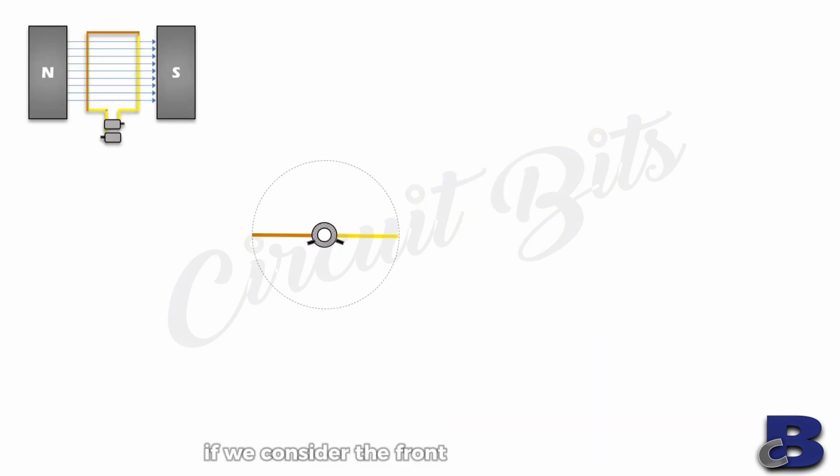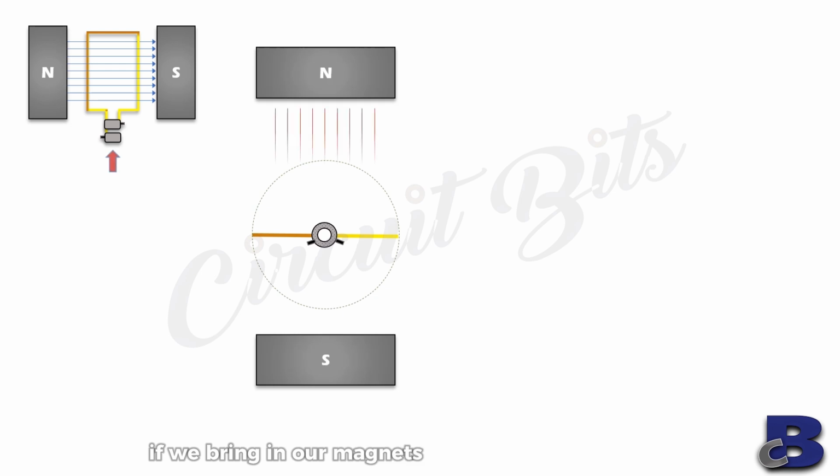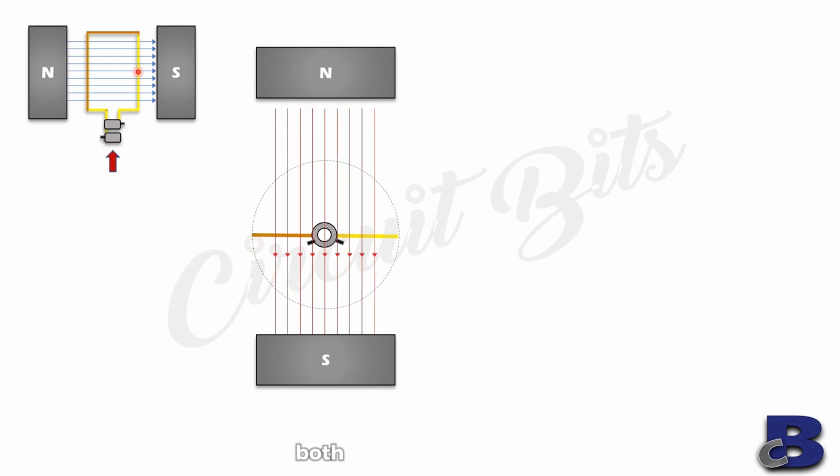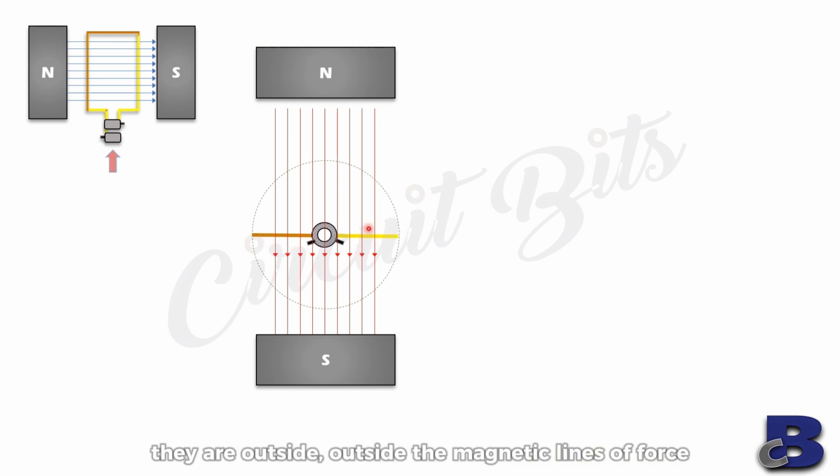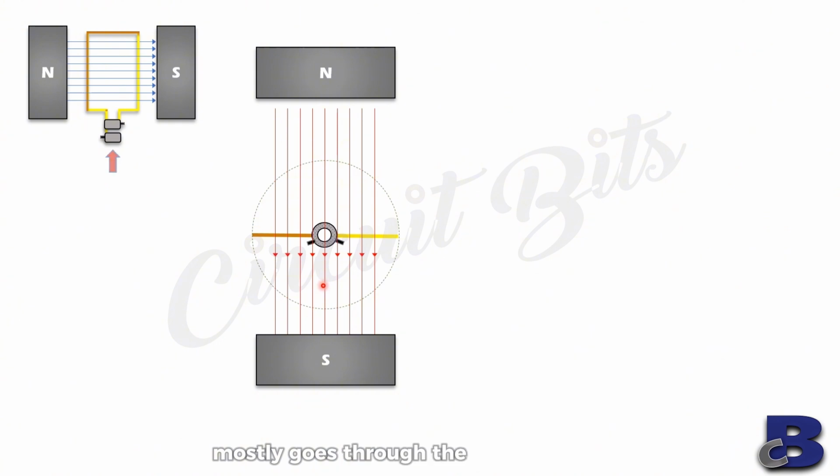If we consider the front view of this setup, that is looking from this side, we'll see there's a relationship between the magnitude of the voltage induced on the coil and the angle of rotation of the coil at every single point in time. If we bring in our magnets with the coil at 0 degrees, both surfaces of the coil, with the capacity to cut through the lines of force, do not make contact with the magnetic lines of force. They are outside the magnetic lines of force, and the magnetic lines of force mostly go through the loop of the coil and don't make useful contact with the coil surface. So at this position, we have no induced voltage, and hence no current is generated.